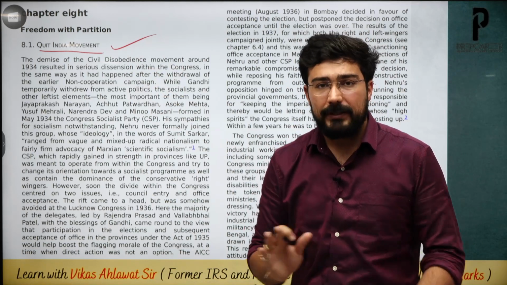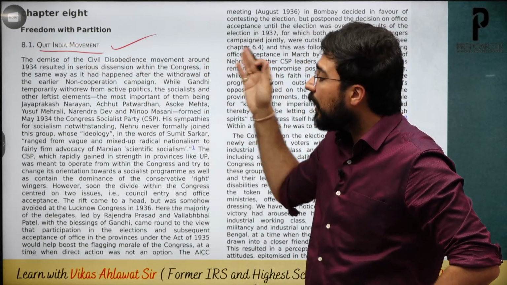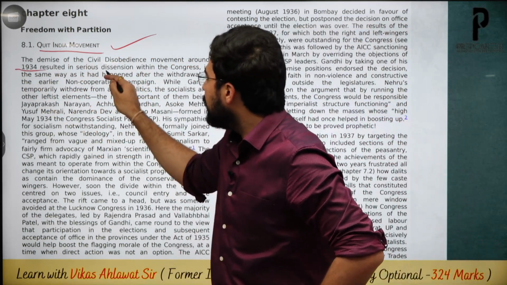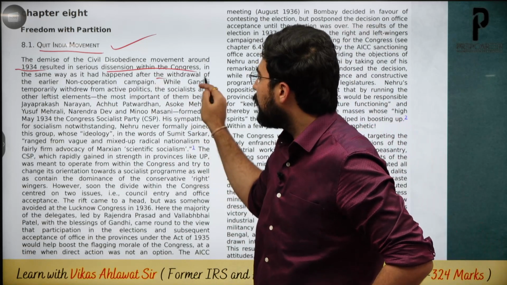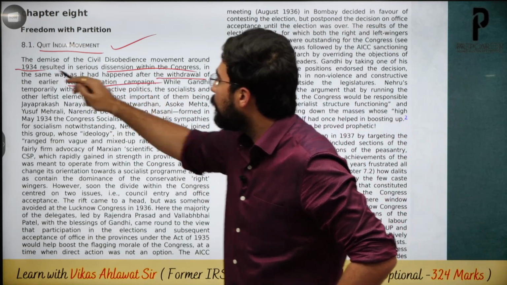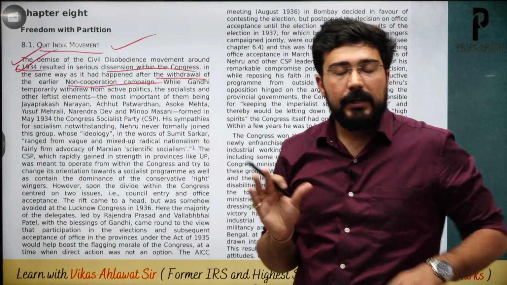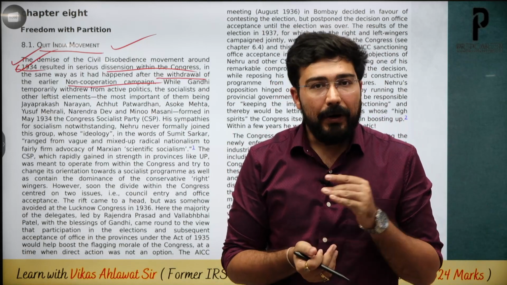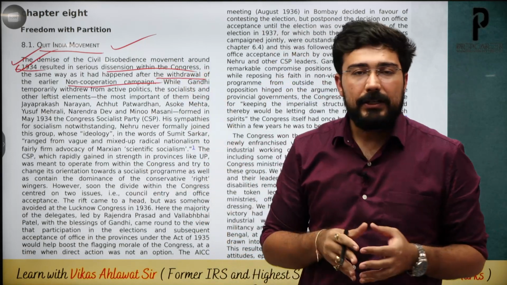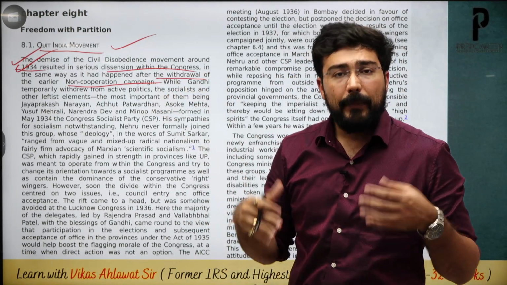What is the importance in this? Let us try to understand. The demise of the civil disobedience movement around 1934 resulted in serious dissension within the Congress in the same way as it had happened after the withdrawal of the earlier non-cooperation campaign. There can be a direct question on this statement. It is focusing upon the failure of two erstwhile movements of Gandhiji. But as such, do you see any linkages with Quit India movement? No. इस statement का इससे कोई relation नहीं है. But this can be a statement.